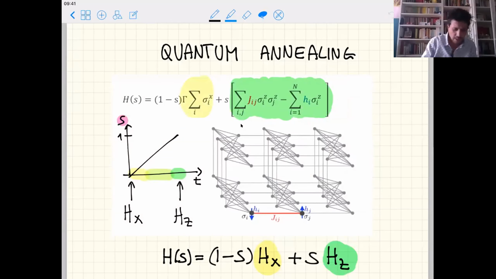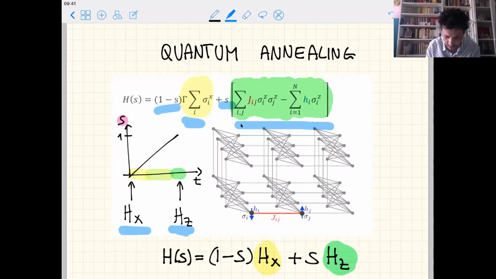And you have this weighting parameter 1 minus s and s. So you change this s in time and you switch from Hx to Hz by manipulating this s in time. In other words, if you start, for example, from the ground state of the x Hamiltonian and you change this parameter s slowly in time, you will find yourself in the ground state of this other one. And that could be, for example, a state in which you encode a problem that you want to solve. So this is basically what people do with it.